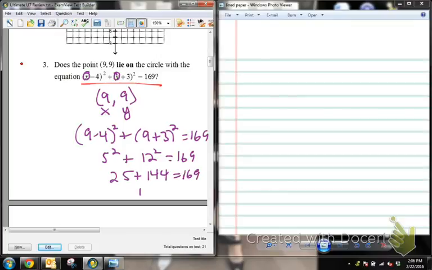And when I add those, I do get 169. And those two numbers do match. They are congruent, so yes, it does lie on that circle. If you got anything other than 169 at the end, if those numbers didn't match, then no, it wouldn't work. It wouldn't be on the circle.